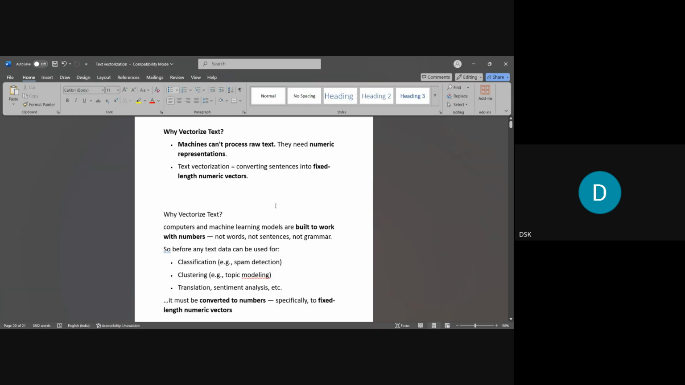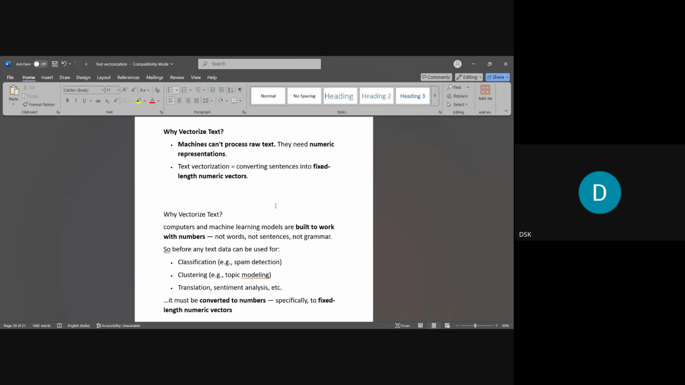Okay, so basically, machines can't process raw text, so they need numeric representations. That is basically binary, 0 or 1. So text vectorization means converting the sentence into fixed length numeric vectors.